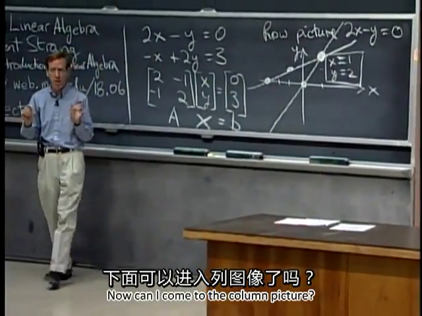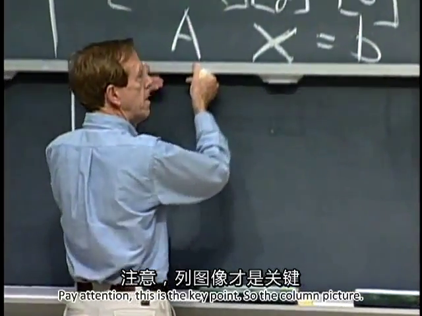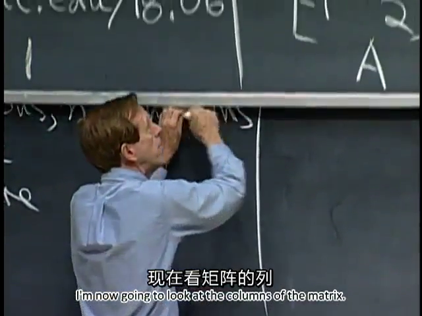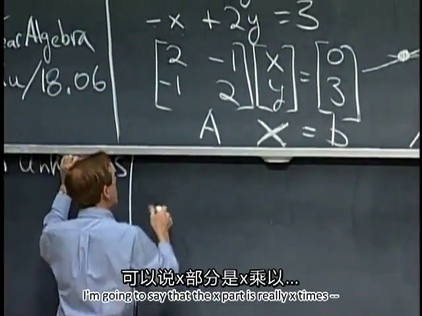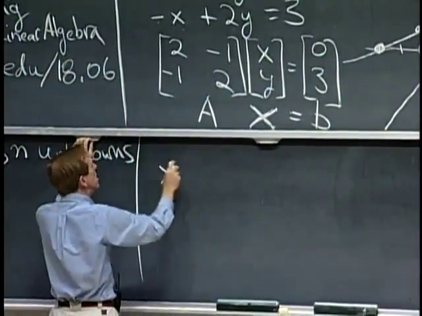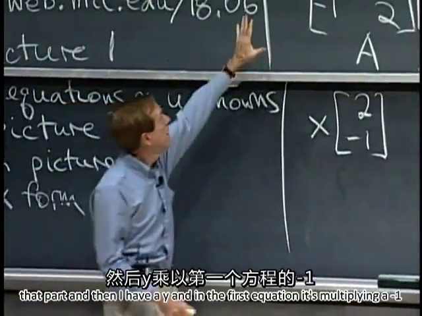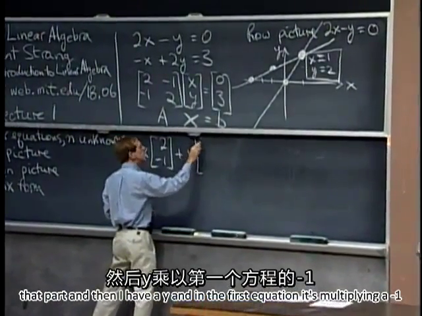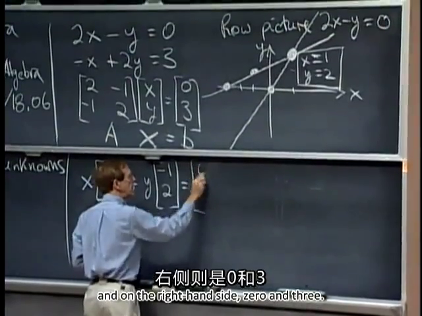Now can I come to the column picture? Pay attention. This is the key point. So the column picture. I'm now going to look at the columns of the matrix. I'm going to look at this part and this part. I'm going to say that the x part is really x times, you see I'm putting the two, I'm kind of getting the two equations at once. That part, and then I have a y, and in the first equation it's multiplying a minus 1, and in the second equation a 2, and on the right-hand side, 0 and 3.